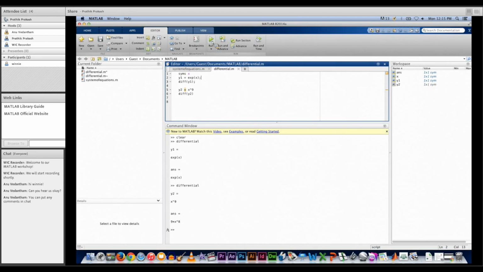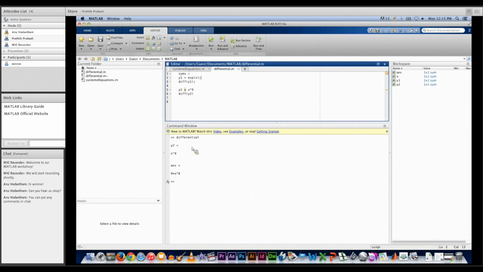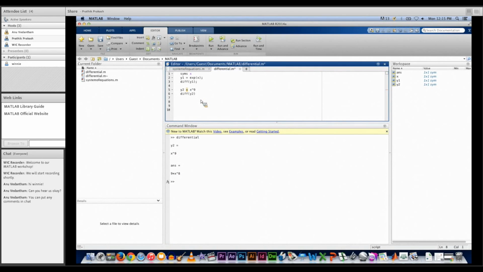So once we run that, before that I'll just clear the command window so that we know what the new values being printed are. So it shows that the differential function is being run and y2 is given this value, and then the differential of that is 9 into x raised to 8. So it's the same command that you use with different functions. The basic idea is to use the differential function, diff, that is. Let's just try a couple more and we'll move on to integral functions.